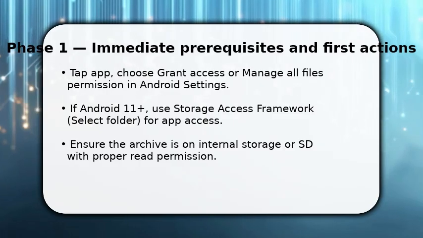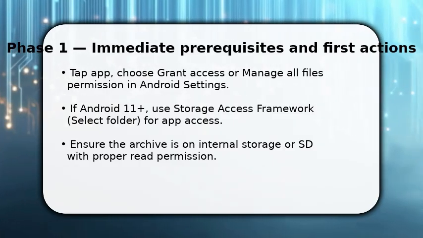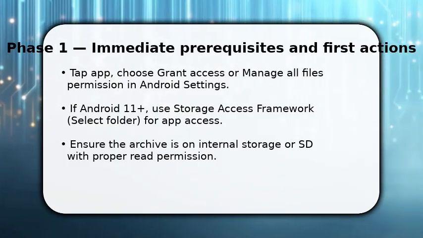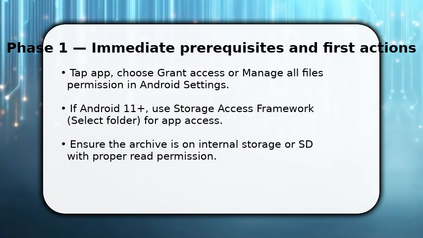Enjoy the video. You start by giving ZArchiver the exact access it needs. This fixes most access denied errors. Open the app, attempt an extract, and when prompted, tap Grant Access.